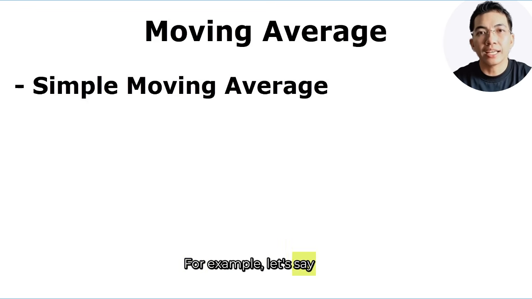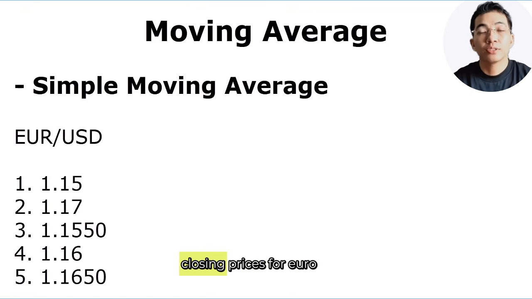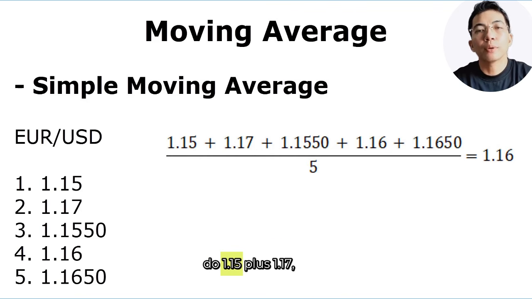For example, let's say that we want to calculate the last 5 closing prices for euro-dollar. The first candle closes at 1.15, the second closes at 1.17, the third at 1.1550, the fourth at 1.16, and the fifth at 1.1650. So we need to do 1.15 plus 1.17 plus 1.1550 plus 1.16 plus 1.1650, and everything must be divided by 5, and we have 1.16.